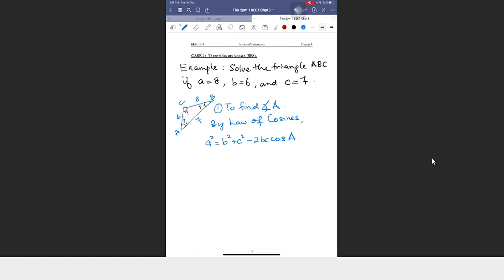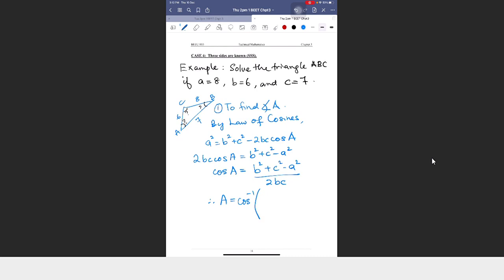Okay, then I need to rearrange, like I've just shown you. All right, I have to rearrange, right? B squared plus C squared minus A squared. Then cosine A is B squared plus C squared minus A squared over 2BC. Then, to find angle A, it will be cosine inverse.